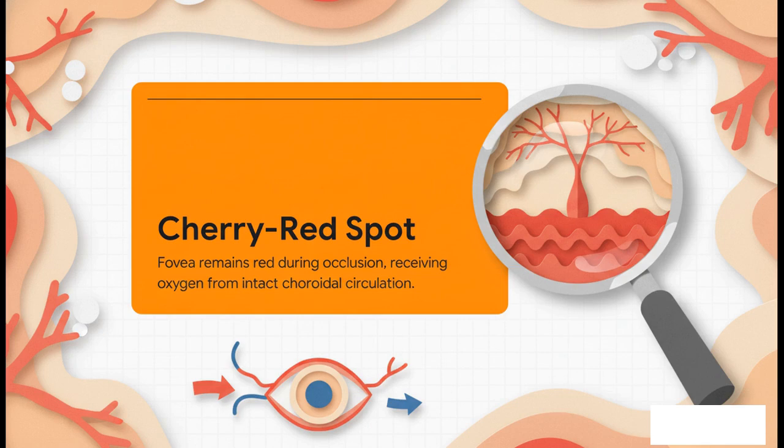So while the surrounding inner retina basically dies, swells, and turns pale, that underlying red choroidal blood remains completely visible through the surviving transparent fovea. And that right there is the famous cherry red spot.